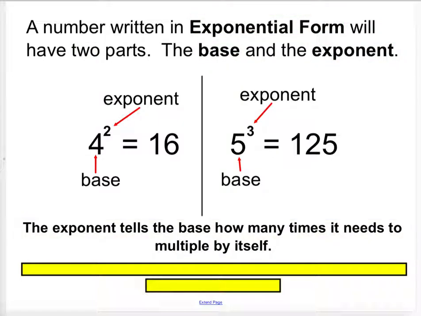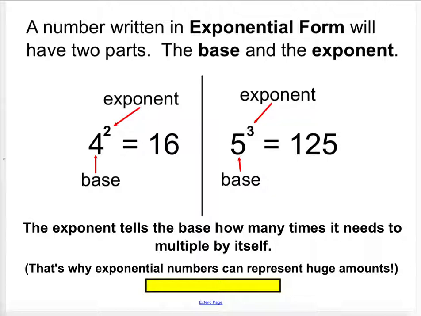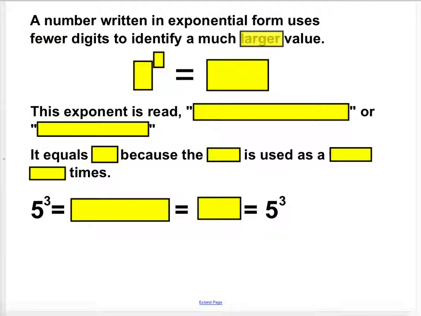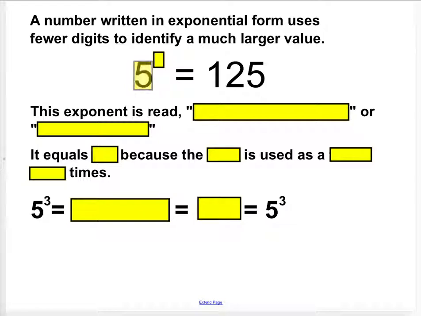The exponent tells the base how many times it needs to be multiplied by itself, okay? That's why exponential numbers can represent huge amounts with just a few digits, okay? So that's the value of an exponent. It can represent a large number using only a few digits. A number written in exponential form uses fewer digits to identify a much larger value. So, in other words, if we have 125 and we don't want to write 3 digits, we know that we can use 5 as a base and multiply it by itself 3 times, or 5 to the third, okay?